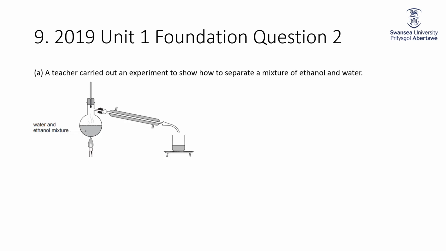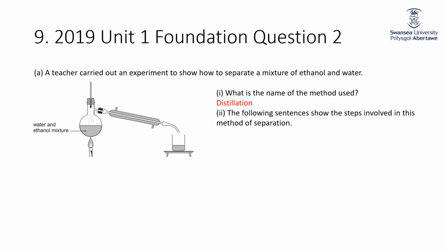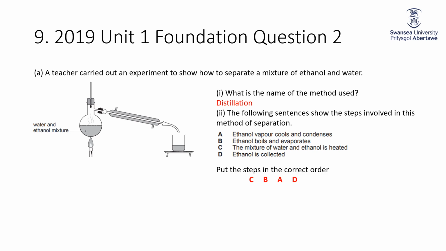Question 9 is about an experiment to separate a mixture of ethanol and water. So what is the method used? This is distillation. The following sentences show the steps involved in the method of separation. You can have a look at them. The correct answer is CBAD.